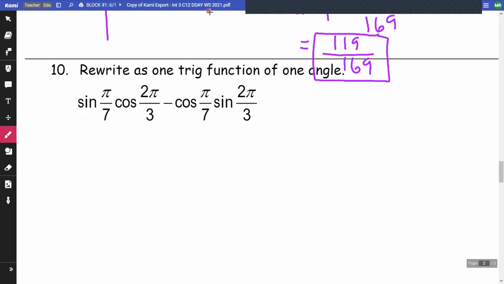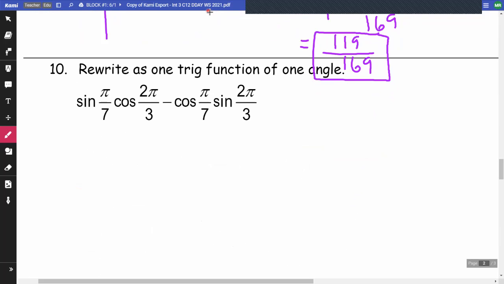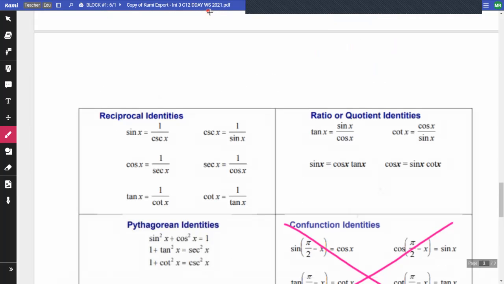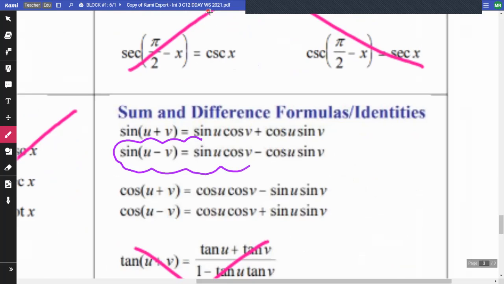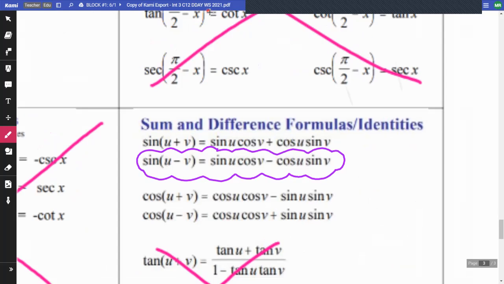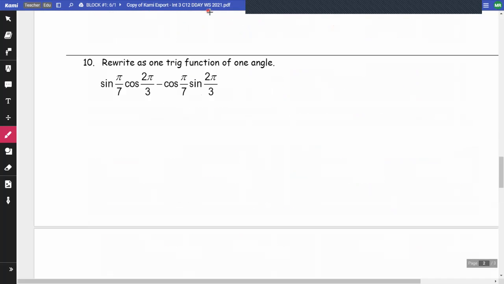So this one here, rewrite as one trig function of one angle. So when I have sine of one angle, cosine of another angle, minus cosine of that first angle times sine of the second angle, I'm thinking about the sum and difference formulas here. And it was a minus, so I'm thinking about this. So I basically am going to take the two angles, subtract them, and it's going to be sine of that. That's the one I'm using.